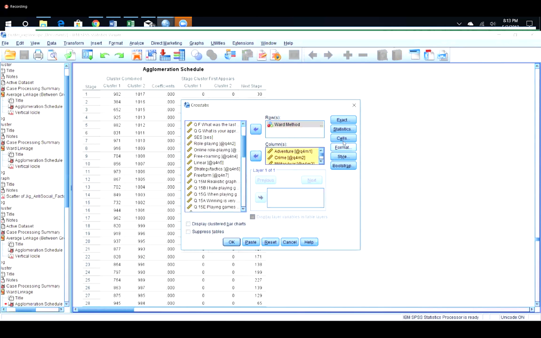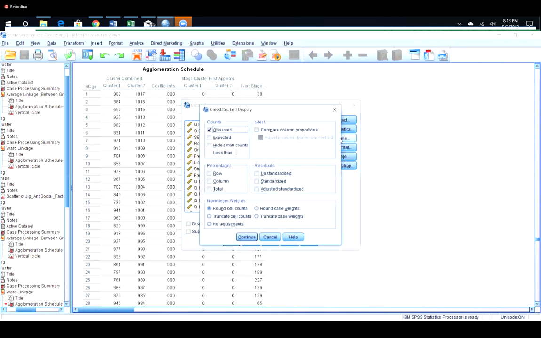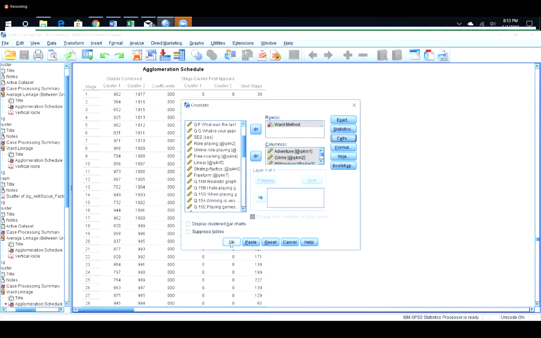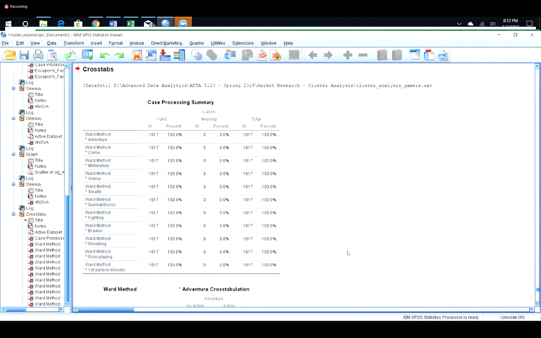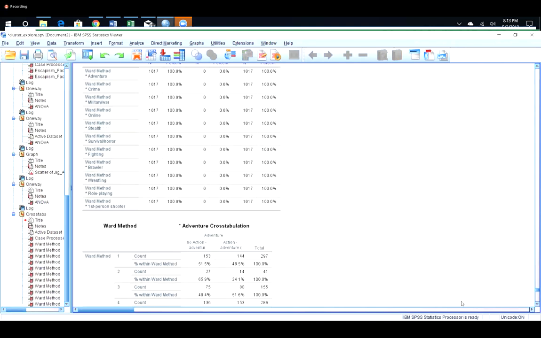I'll put those in columns. For cells, I want to look at the percentages for each row, and I've put my rows as the cluster membership. So I want to see if being in different segments or in different clusters affects the rate that you tend to play the games. Okay. And so that's what I've got here.